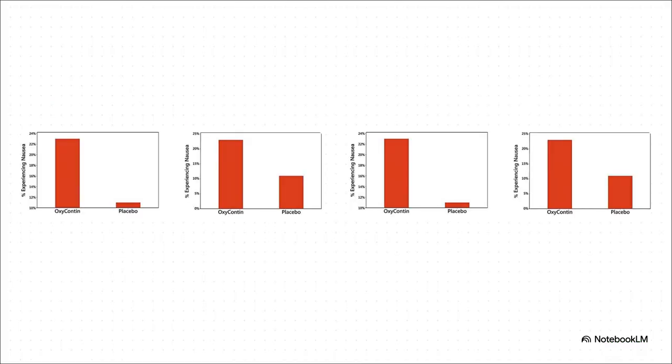They are showing the exact same data. The graph on the left, which starts its axis at 10%, makes the bar for OxyContin look massively taller than the placebo. It totally exaggerates the difference. Now the graph on the right, which honestly starts at 0, shows the true, much smaller proportional difference. The takeaway here is simple, but it's absolutely crucial. Always, always check the y-axis.